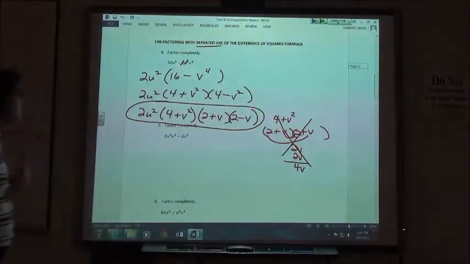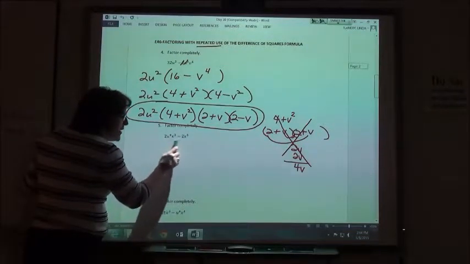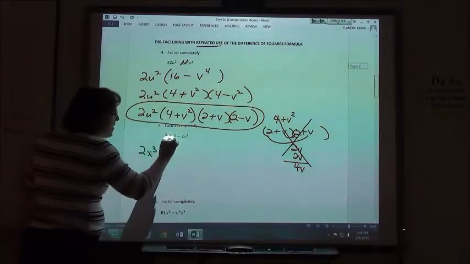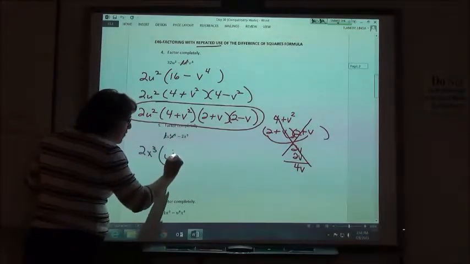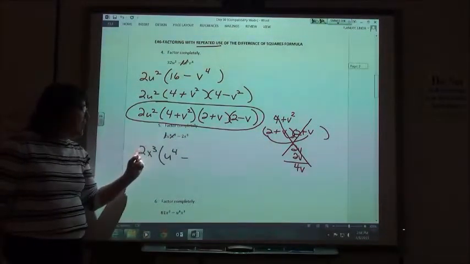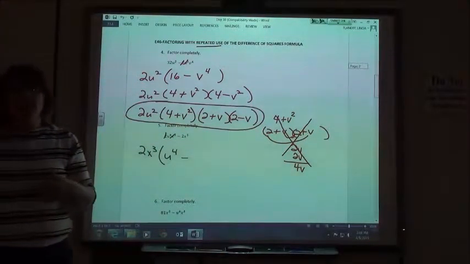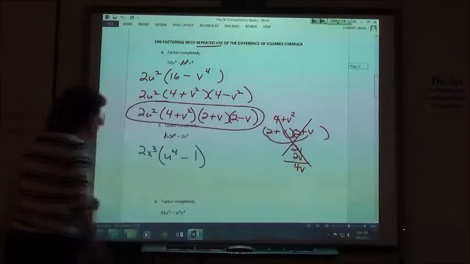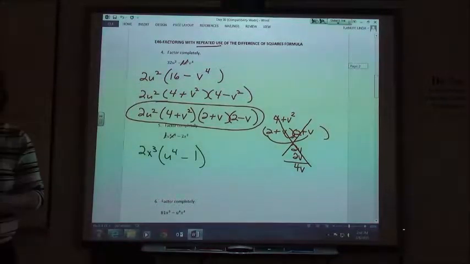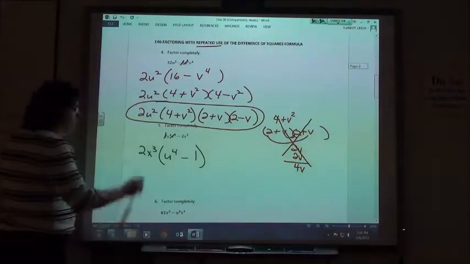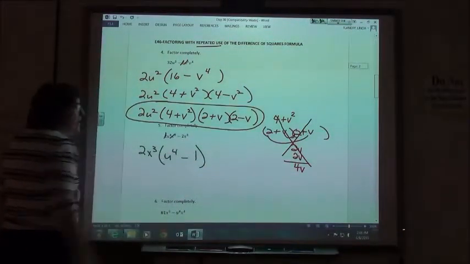Number 5, again it says factor completely. Look for my greatest common factor. I've got a 2 and an x to the third in both of them. That makes it easy. Taking out the 2 and the x cubed, I get u to the fourth. Minus, here I have to be careful. Think about when you do 2 divided by 2. 2x cubed divided by 2x cubed is 1. There is a number there. It's not a 0. It's a 1. Anything divided by itself is 1. So that if I multiplied it back out, I would get that number.